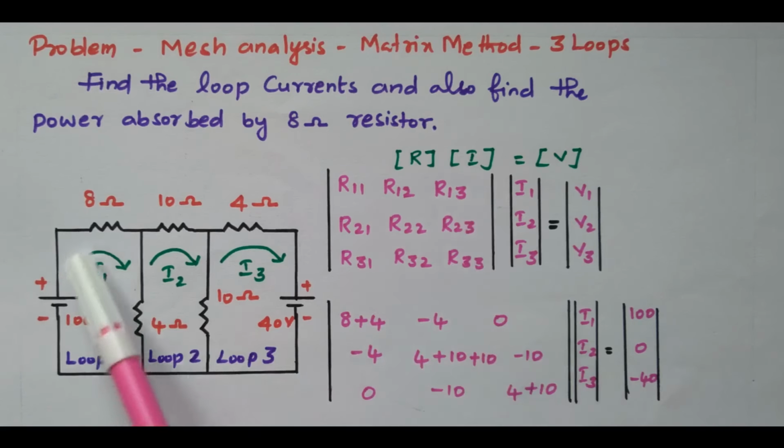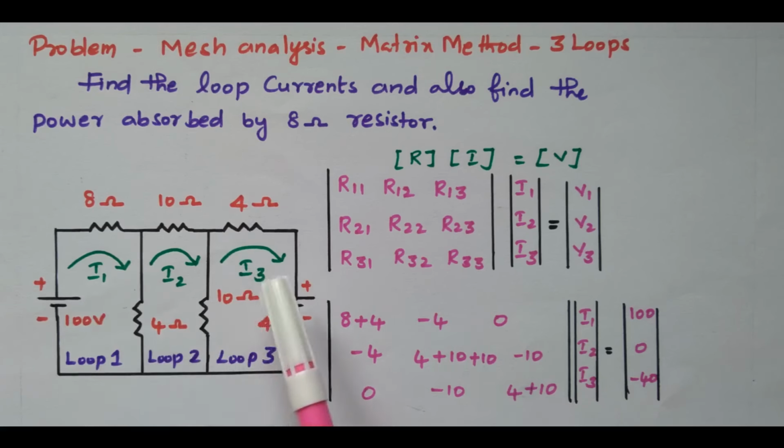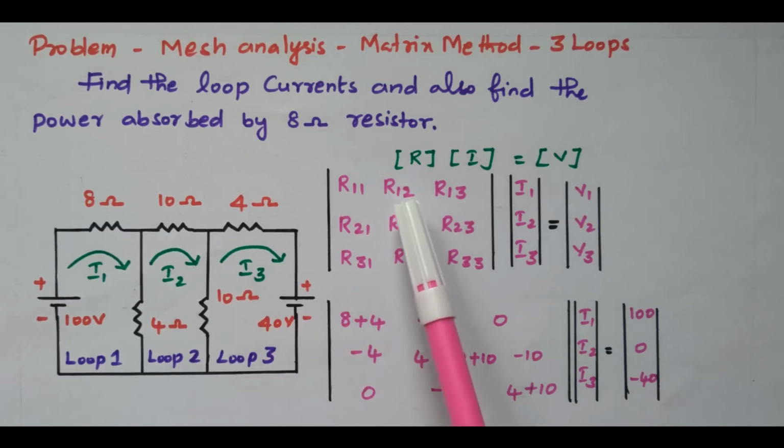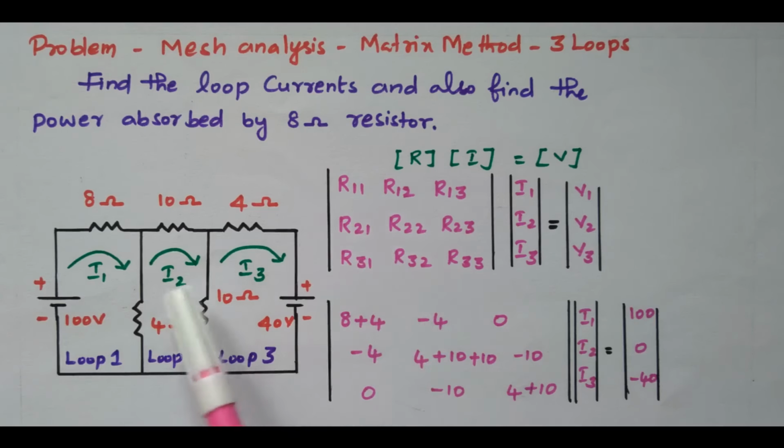What is R13? The resistance available between the first loop and the third loop. There is no connection: in between the first and third loop, the second loop is available. So there is no common element between the first loop and third loop, so R13 is 0. Automatically there is no common terminal. Then what is R21? That is also similar. R12 means first loop and second loop; here it is second loop and first loop. Both are the same. This 4 ohm is available between the first and second loop, so R21 is minus 4.